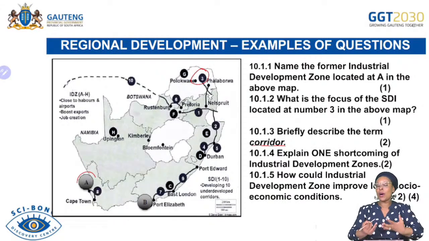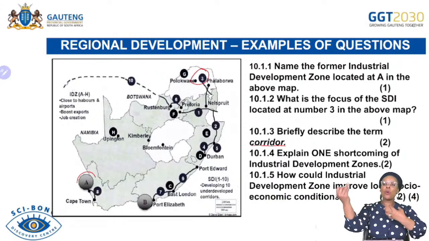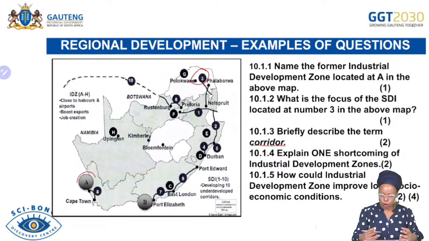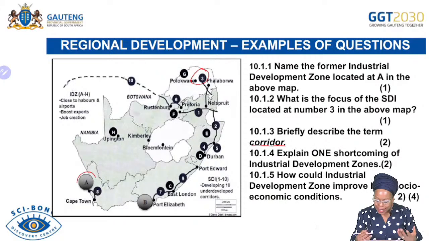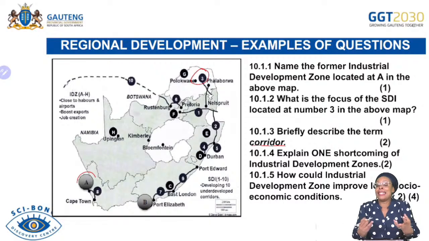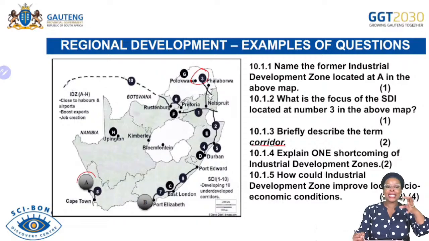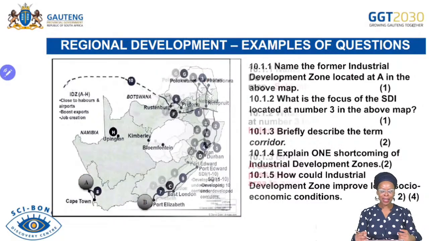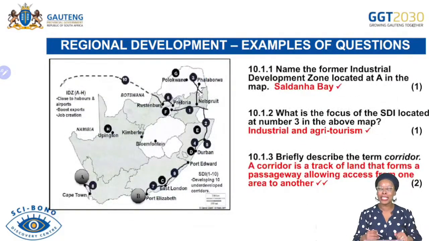The last one is a question whereby in most cases you won't find the answer in the textbook, but you need to link the theory that you learned in class with what is actually happening in the economy. The question says, how could industrial development zone improve local socio-economic conditions? In simple terms, what are the benefits of an IDZ? Hence the marks are more, hence it is 4 marks. So let me take you through how you should respond.